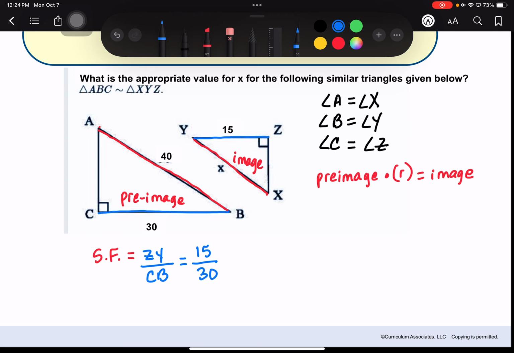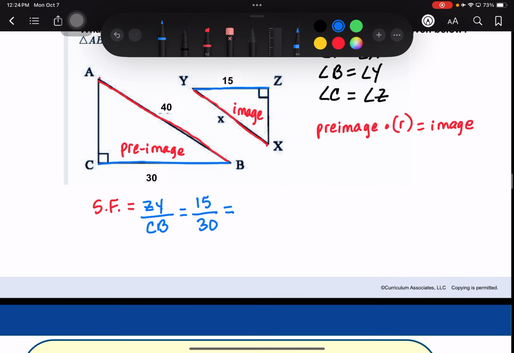Is that an improper fraction or a regular fraction? Okay, so what does this simplify to? Stop with the hitting of the desk. What does 15 over 30 simplify to? All right, greatest common factor. The factors of 15 are 1, 3, 5, and 15. The factors of 30 are 1, 2, 3, 5, 6.